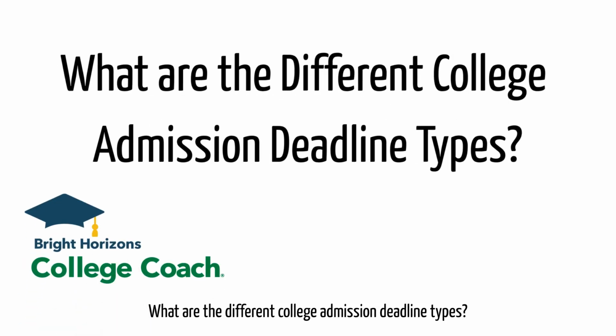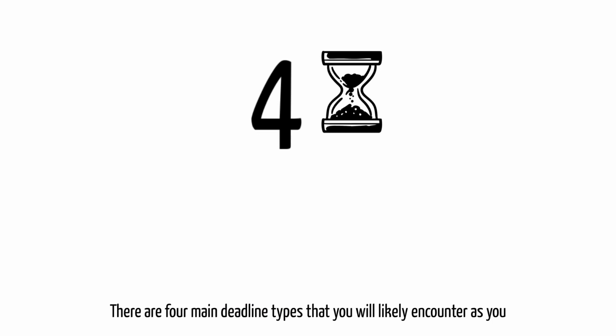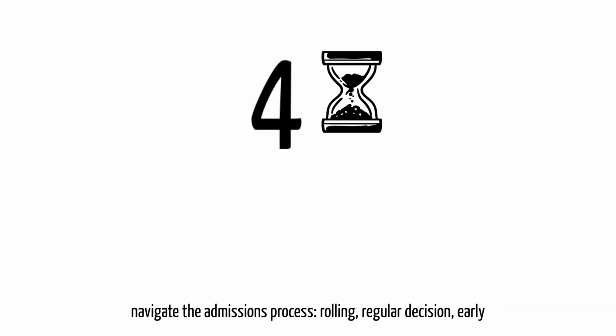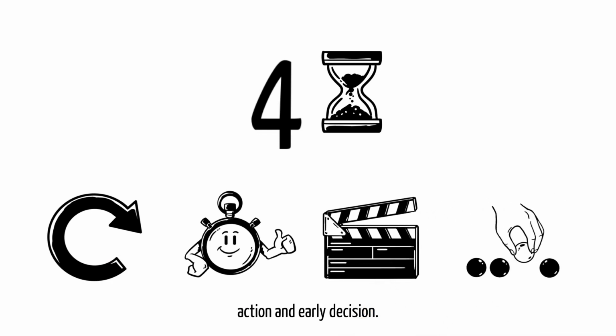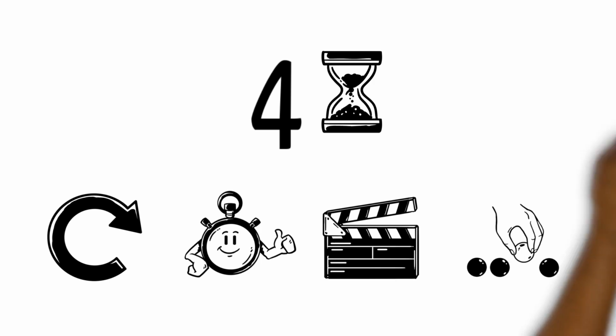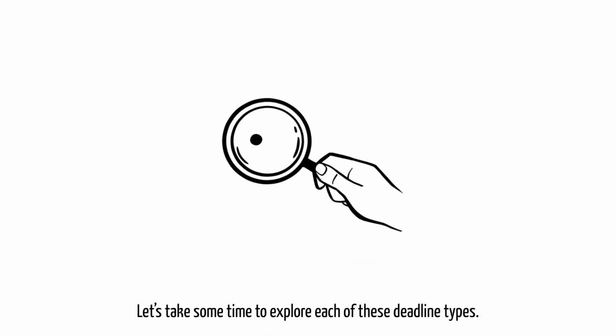What are the different college admission deadline types? There are four main deadline types that you will likely encounter as you navigate the admissions process: rolling, regular decision, early action, and early decision. Let's take some time to explore each of these deadline types.